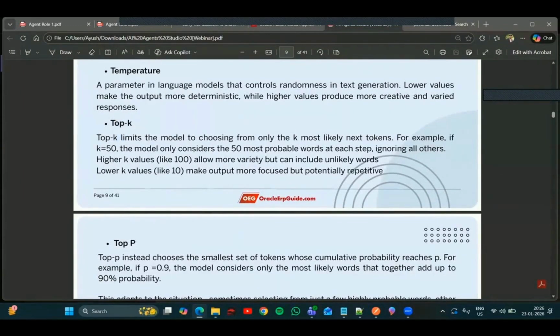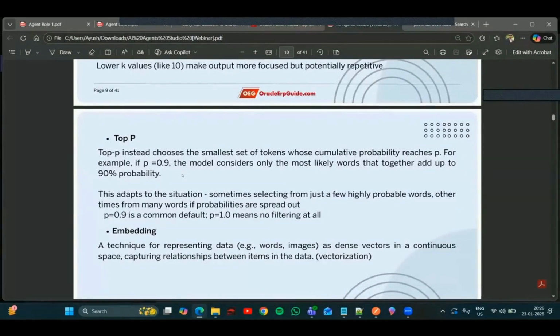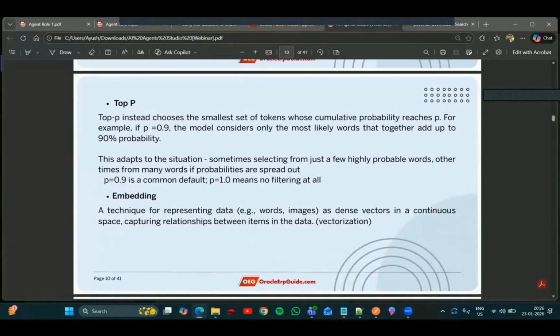Top k limits the model to choosing from only the k most likely next tokens. For example, this is a, and we give 5. So this is a cat, dog, book, bag, and ball. Those are the 5 examples. We limit it to those 5, and the rest of them will not get picked up. So what does top P mean? Out of those 5 words, it is not just selecting the 5 words, it will select the words whose probabilities add up to the P value. So if P is 90, the probabilities of those words should add up to 90. That's how top P works.